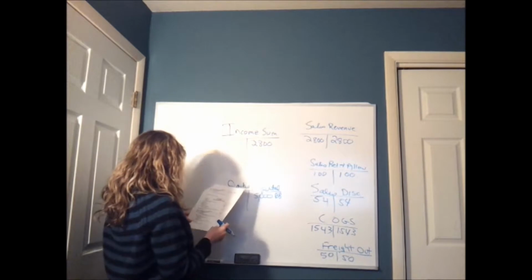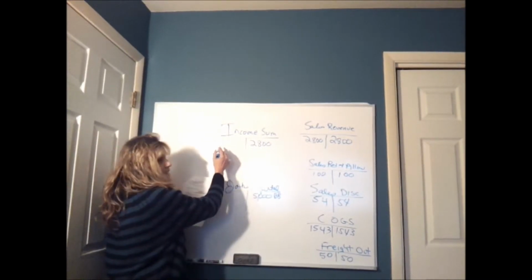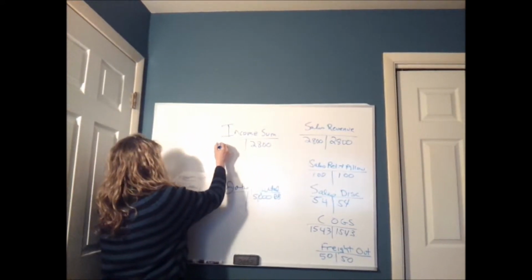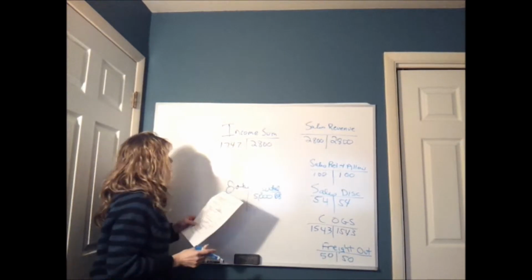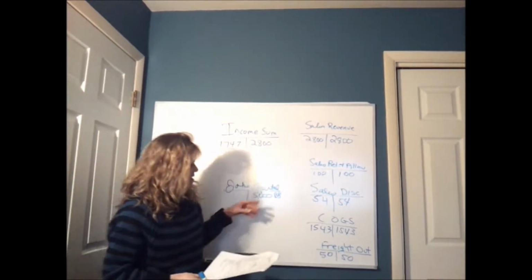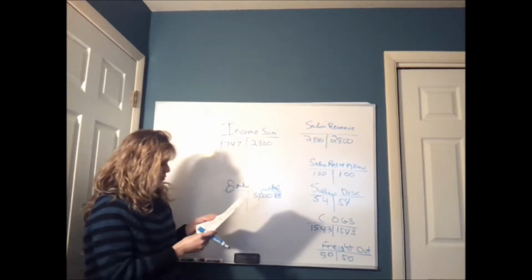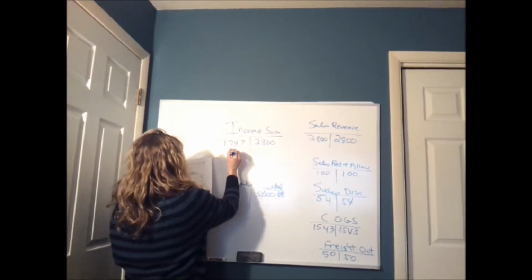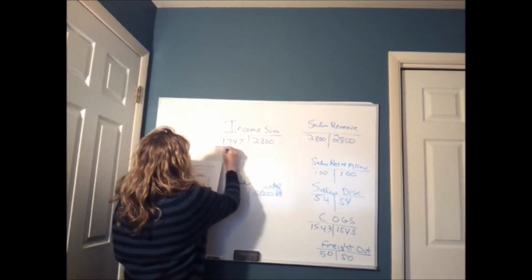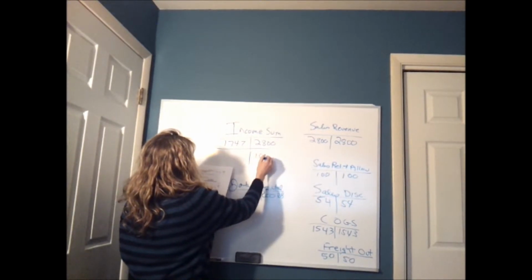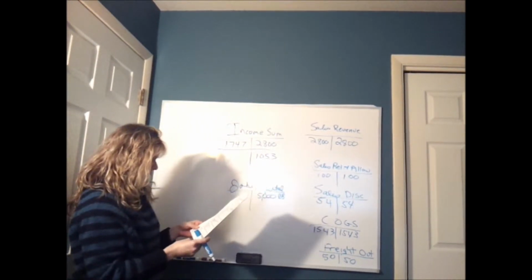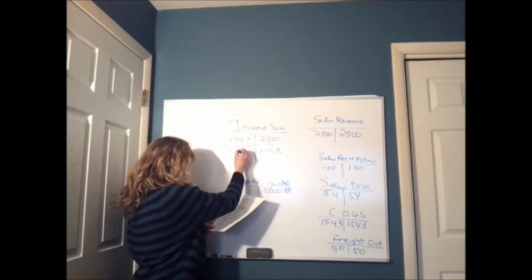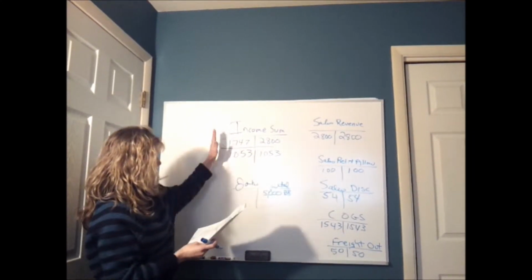We are now going to debit income summary for all of those accounts, for $1,747. If you added all of these accounts up, that is what you would receive. Right now, our income summary has a credit balance of $1,053. We are going to debit income summary for $1,053. So that account is now zero.